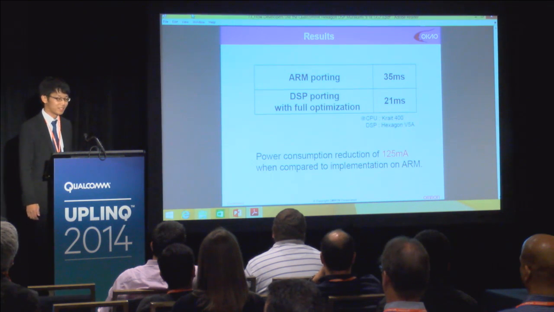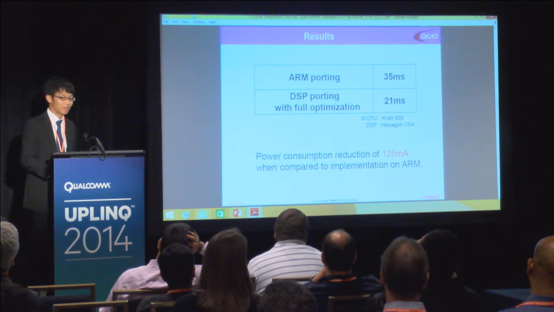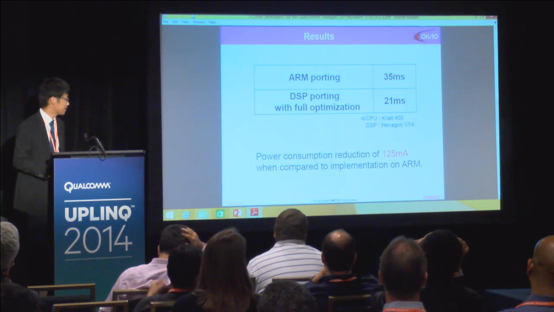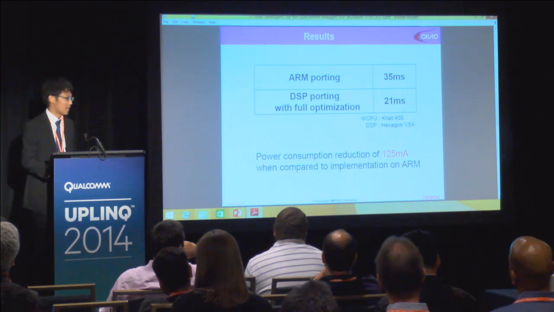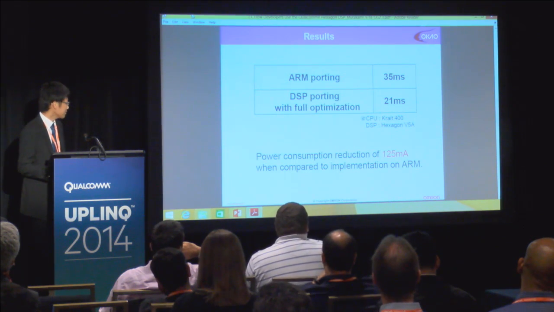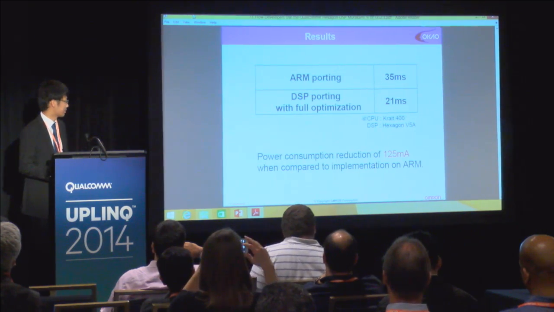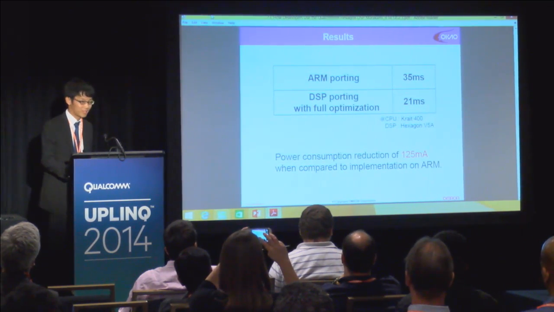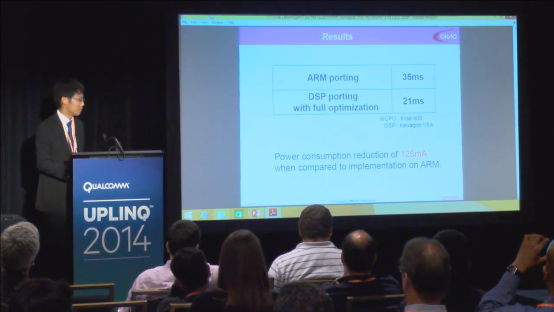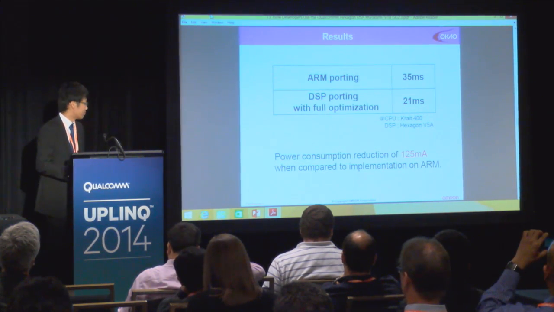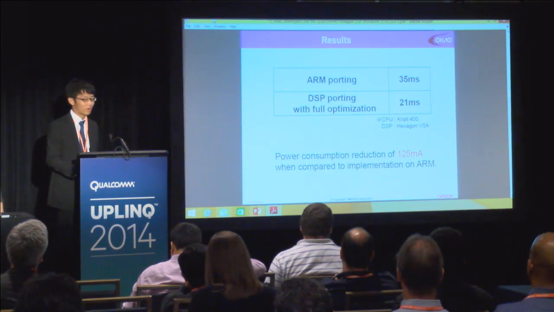So this is the result. We were able to obtain better processing speed with the DSP compared to the ARM version. ARM porting is 35 milliseconds, but DSP porting with full optimization is 21 milliseconds. So we were able to achieve a power consumption reduction of 125 milliamperes.